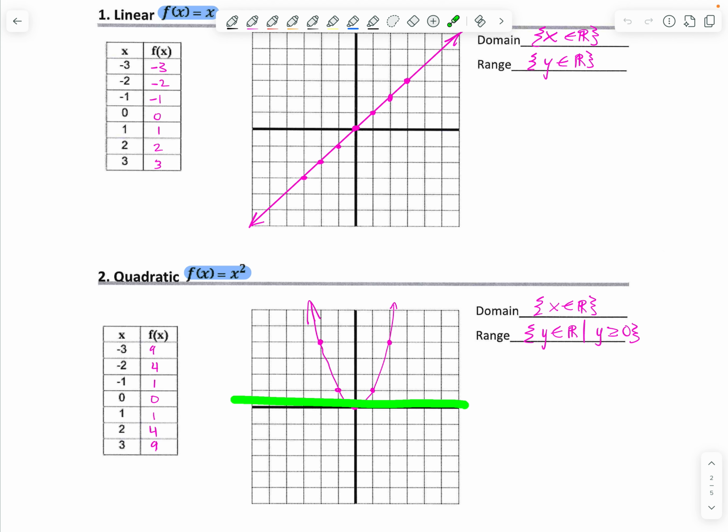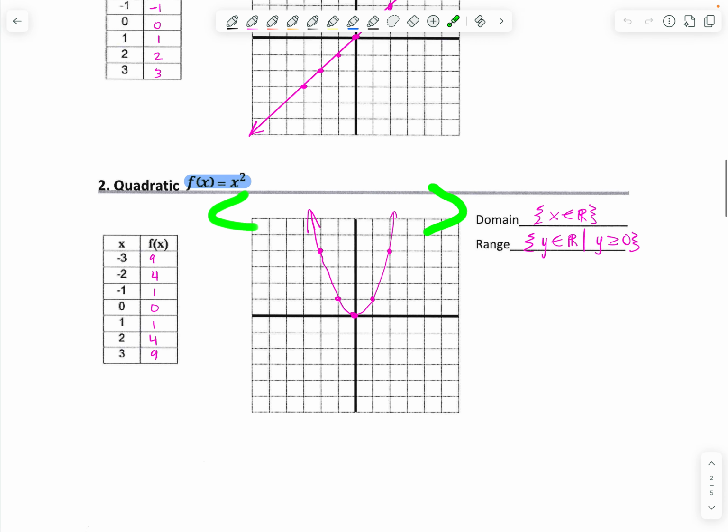y equals 0 line. So my range is going to be restricted to y is an element of R such that y is greater than or equal to 0, can equal 0. And in the x direction, so the domain, it'll go on forever in either direction. So there is no restriction on there.